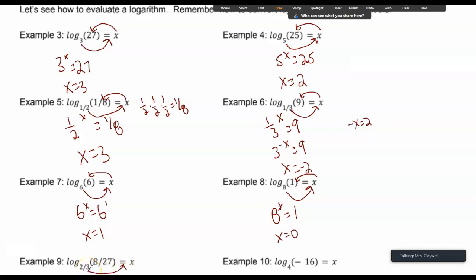If I loop this, you guys should have space on yours. This is saying 2/3 to the x equals 8 over 27. So you're thinking 2 times 2 times 2 is 8. 3 times 3 times 3 is 27. So x equals 3. Another way to think of this is 2/3 times 2/3 times 2/3 equals 8/27.